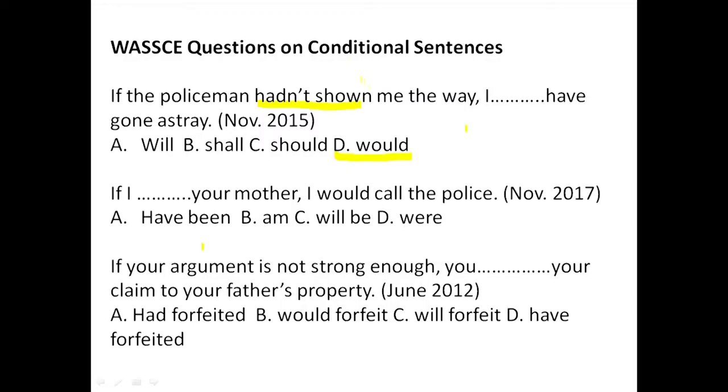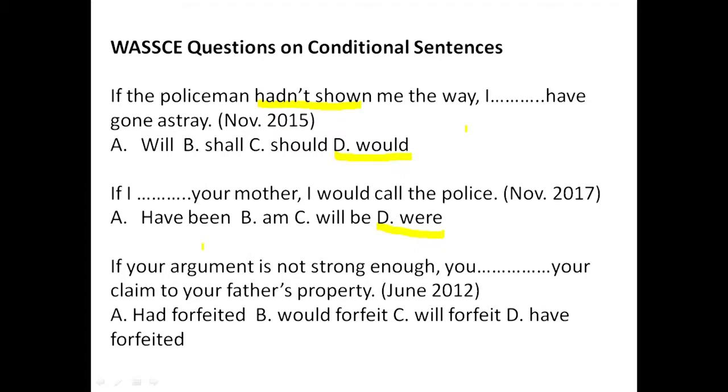Condition 2, the formula is under the if aspect, we require what? We require past tense. And under the consequent clause, we require what? The would aspect. Would. And here we have the would call. So, of course, whatever is to occupy this space is supposed to be in past tense. And A, we have been, no. B, we have am, worst case. C, we have will, no. Of course, we are never to use will with if, never. And B, we have what? Were. Fine, past tense. If I were your mother, I am not your mother.